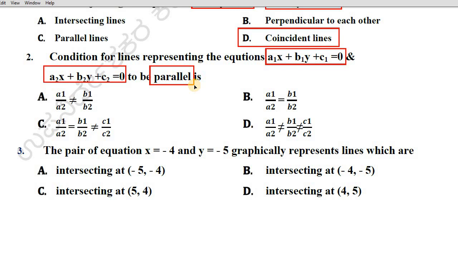So to be parallel lines, the ratio is third condition, children, that is a1 by a2 is equals to b1 by b2 and it's not equals to c1 by c2. Hence for this question, the right answer is option C.